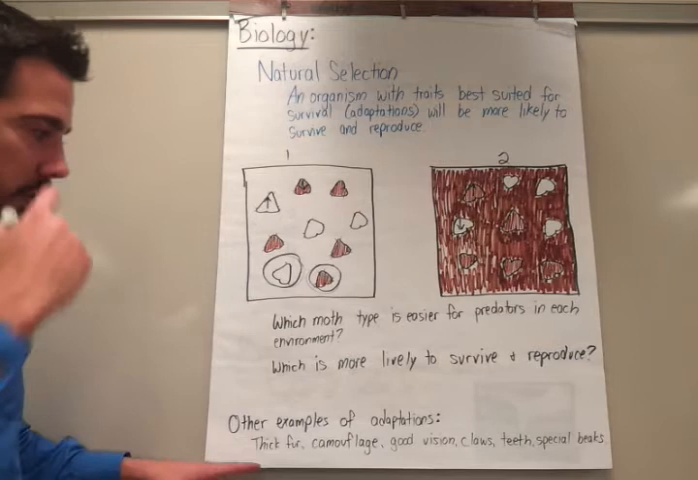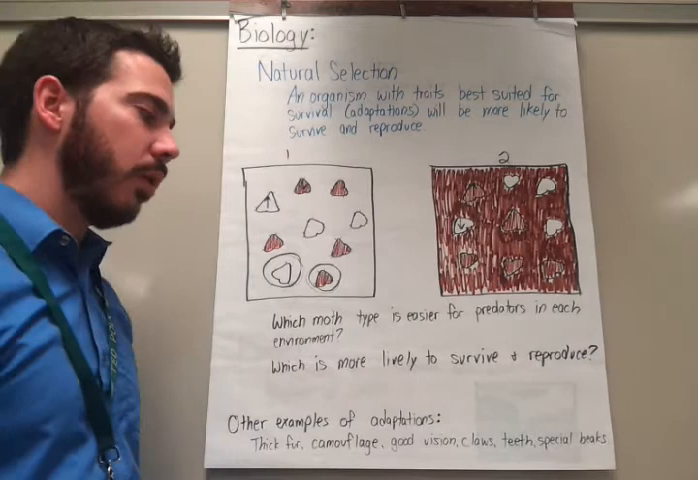Other examples of adaptations, things that can help an organism survive and make babies: thick fur, camouflage, good vision, claws, teeth, special beaks in the case of birds. You could go on and on about antibiotic resistance in bacteria.